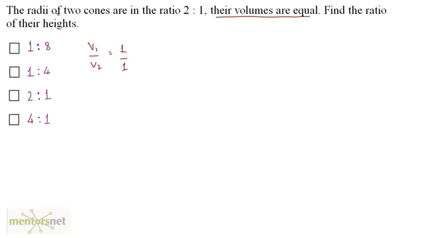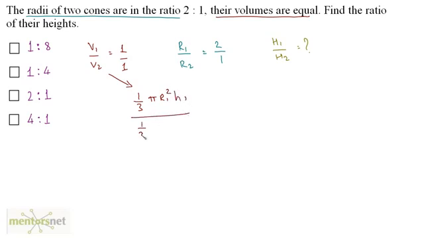Now we have been given the ratio of the radii of these two cones. So I can say R1 by R2 is equal to 2 by 1, right? And we have to find the ratio of their heights. So we have to find H1 by H2. So this V1 by V2 can be written as 1 by 3 pi R1 square H1 upon 1 by 3 pi R2 square H2, and that is equal to 1 by 1.